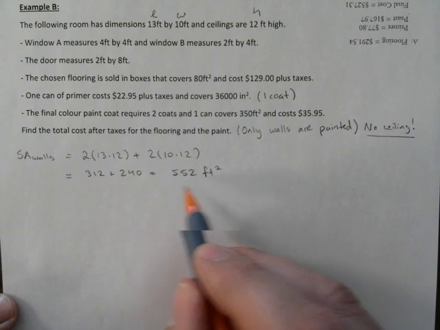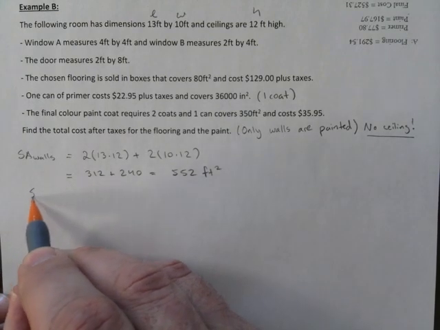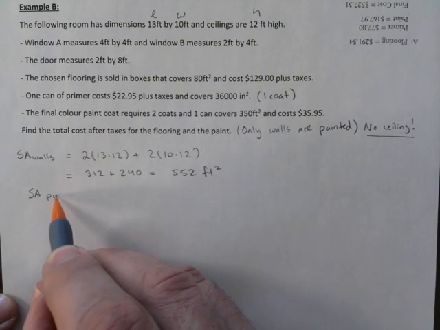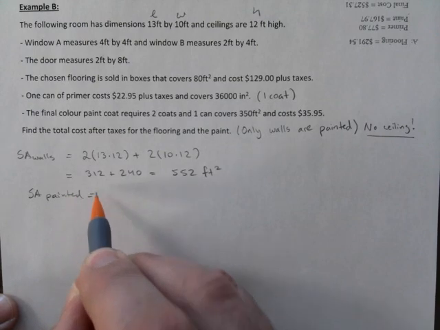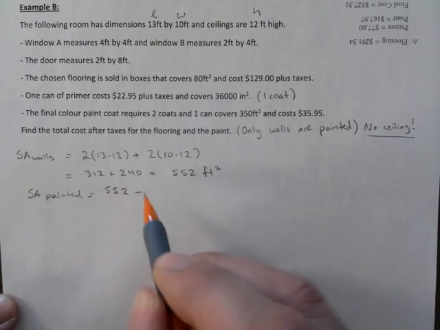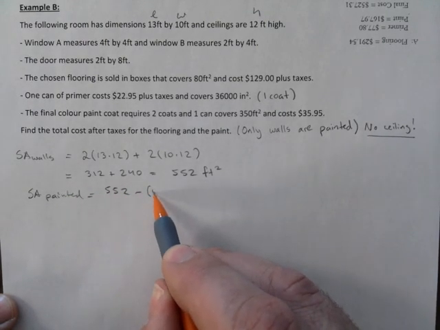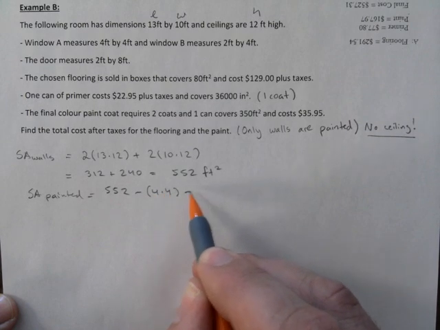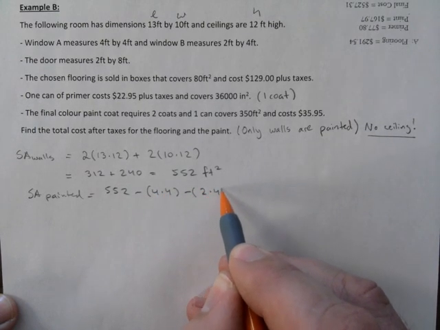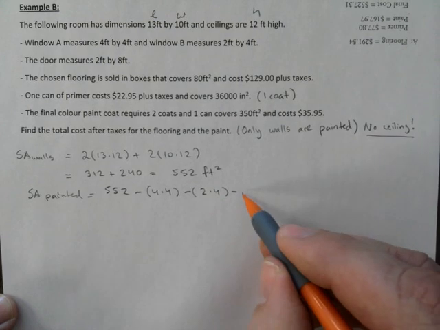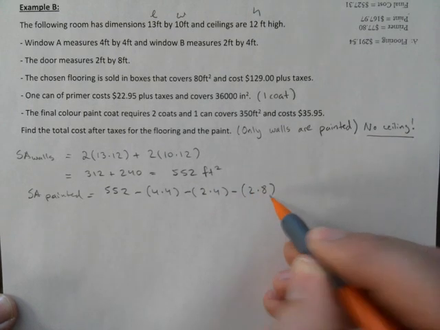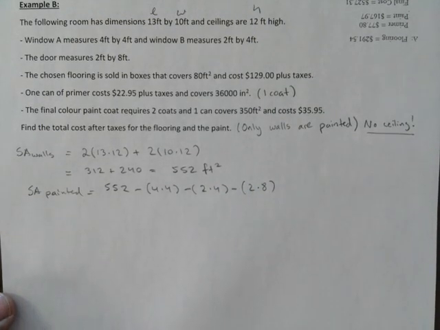So we're going to subtract surface area to be painted. That's what I call that. I will go 552 minus. There's one window that's 4 by 4. There's one window that's 2 by 4. And there's a door that's 2 by 8, correct? You need to take those off.